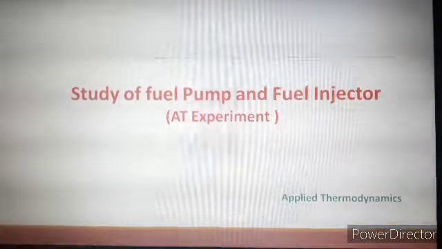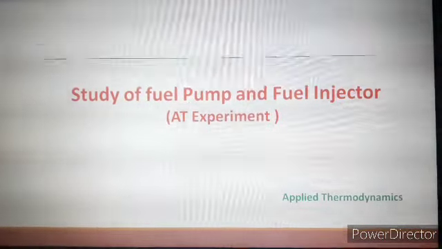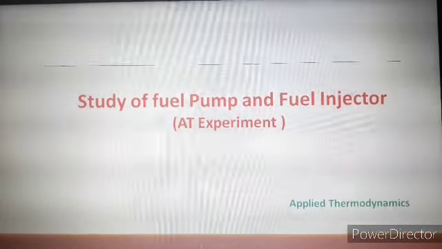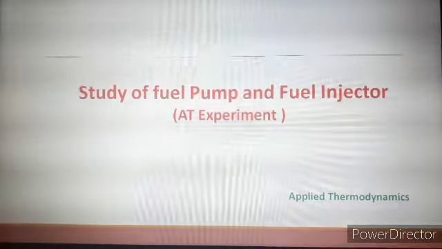So, the basic difference is in terms of the fuel supply system. In case of SI engine, we have a carburetor, whereas in case of CI engine, the carburetor is replaced by fuel pump and fuel injector.